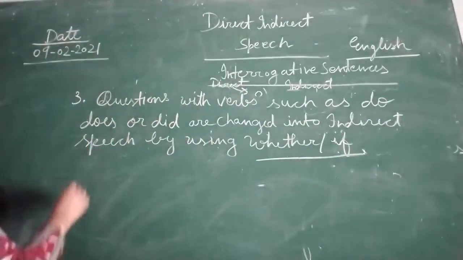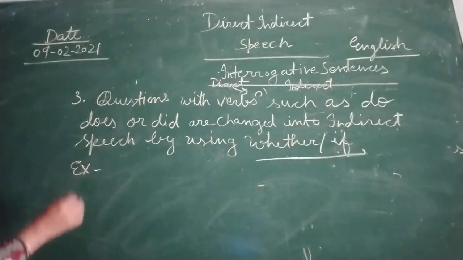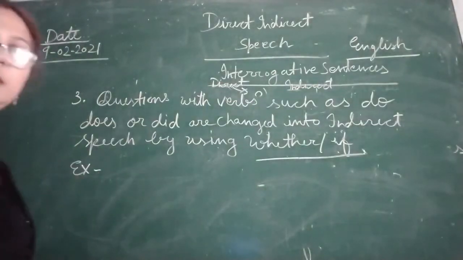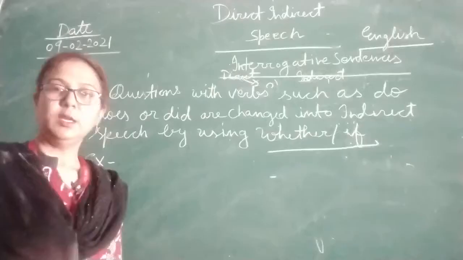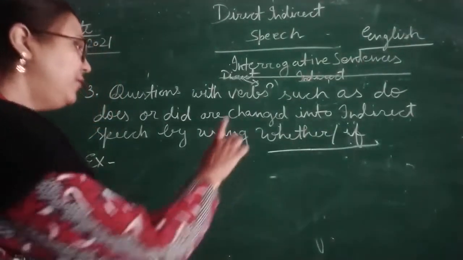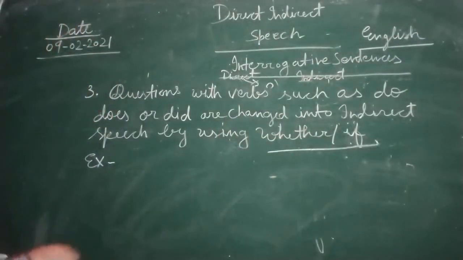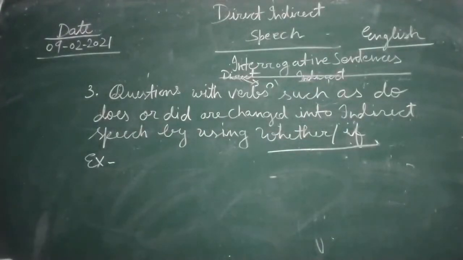I'll give you one example over here children. Write down this rule. So children, we will use whether and if. I am going to give you one example for that. Okay children.